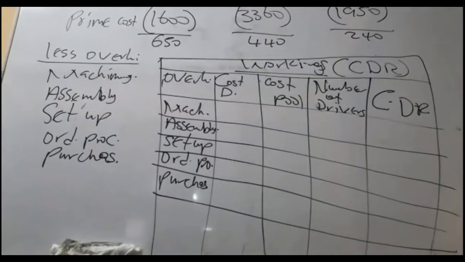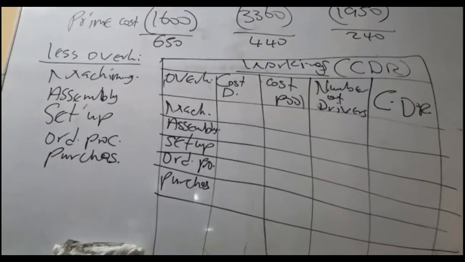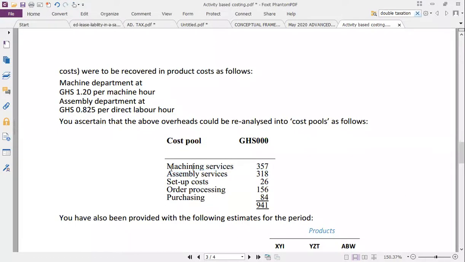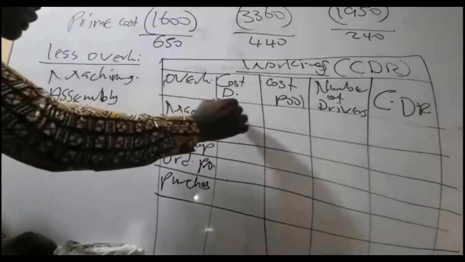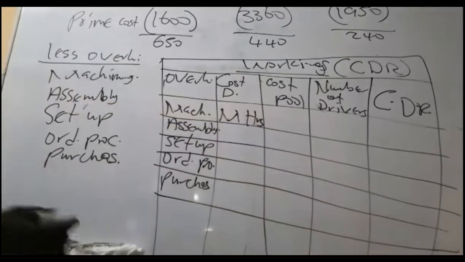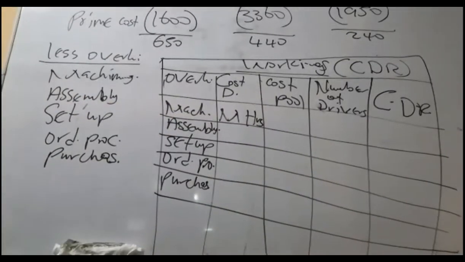First, let's go to the question and pick the cost drivers. What will be the name of the cost driver for machine? That should be machine hours, right? So let's go and pick the machine hours, that's 254. So machine will be machine hours, that will be the name of the cost driver. Kindly write in full to avoid penalty.